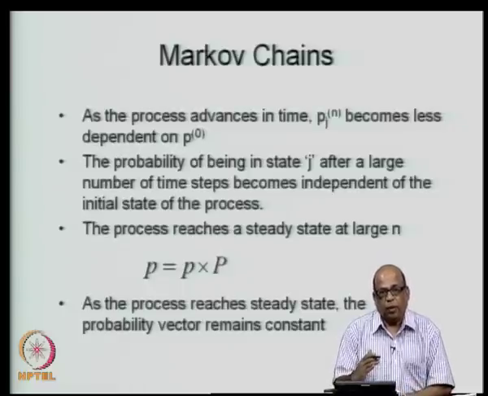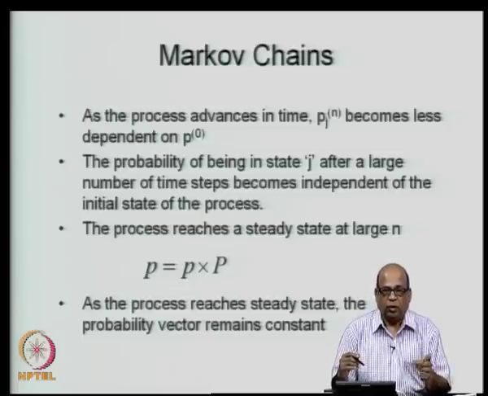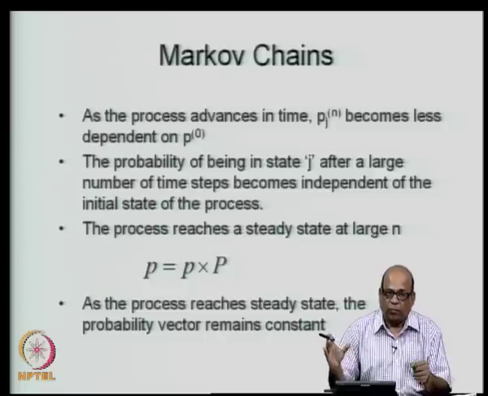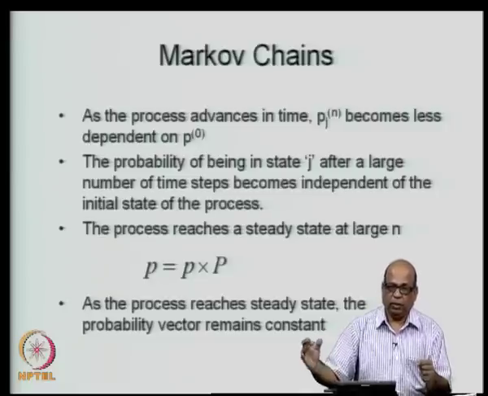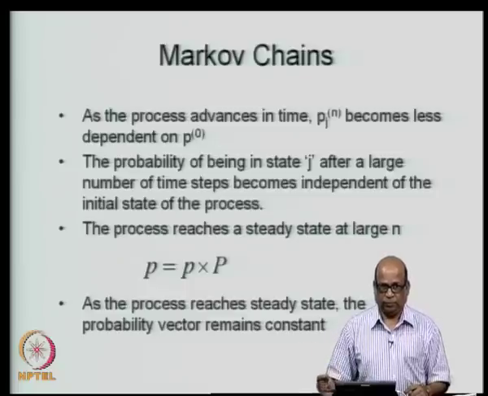Now, as the time progresses, you started with a particular initial state, that means P 0, which is the probability of being in a particular state in time period 0, you know that. Then as time progresses, at a far away time from time t is equal to 0, what will happen? The dependence of the process on the initial state at time t is equal to 0 starts weakening. So, it becomes less and less dependent as the time progresses.